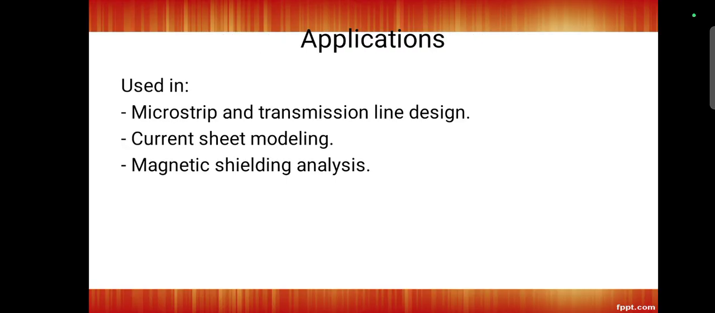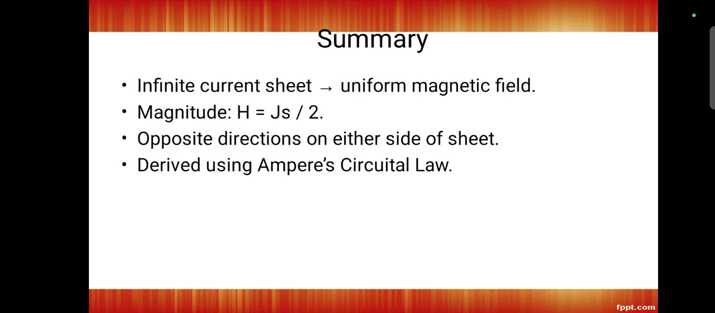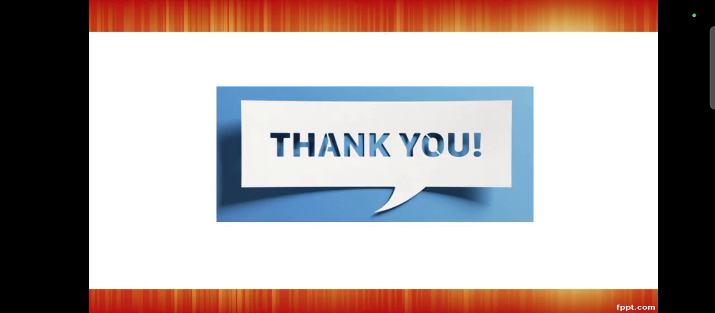The applications are microstrip and transmission line design, current sheet modeling and magnetic shielding analysis. And overall, the infinite sheet produces a uniform magnetic field, and the magnitude is H = Js/2, in opposite directions on either side of the sheet, derived using Ampere's circuital law.